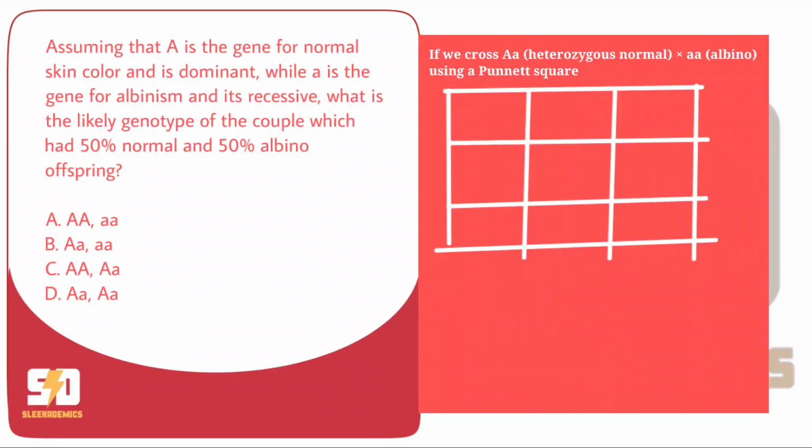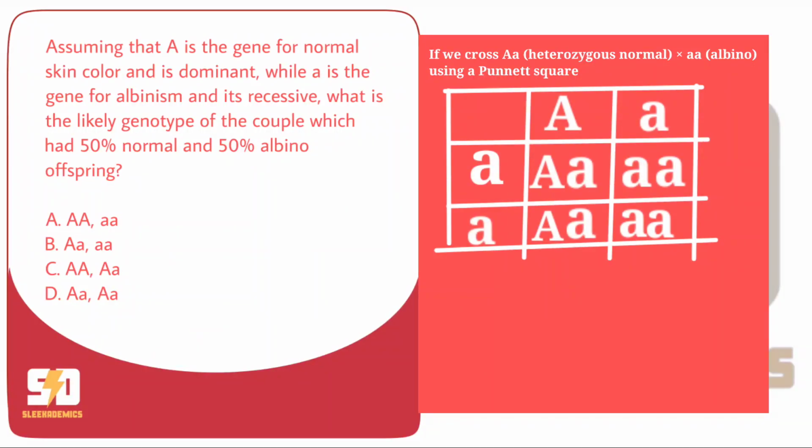We'll have to do this using the Punnett square. Now it is assumed that A is the genotype for normal skin color and small letter a is recessive for albinism. And we are being asked what is the genotype of the couple that has 50% normal skin color children and 50% albino offsprings.